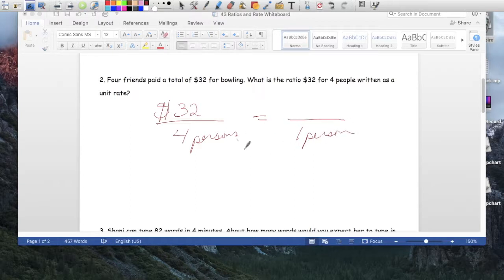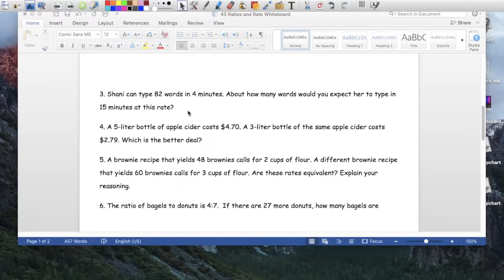and what's the relationship here? Divide by 4. So the top is divide by 4. So it means that each of the friends paid $8. So that would be the unit rate.